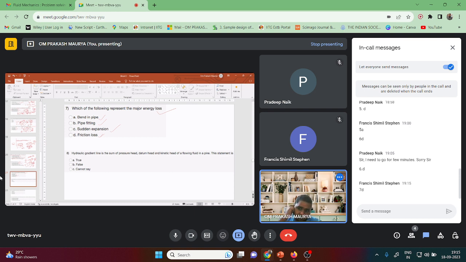Question number 8 you can also solve, Francis. The hydraulic gradient line is the sum of pressure head, datum head, and the kinematic head. I think we have discussed a lot on energy gradient line and hydraulic gradient line. Here the question is about the hydraulic gradient line. So what does the hydraulic gradient line represent? Yeah, it is false.